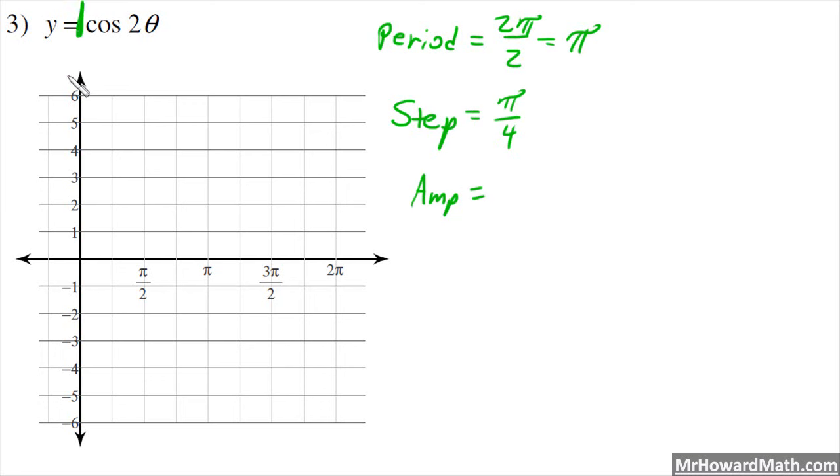There's an implied 1 multiplier in front, so the amplitude, just like the parent function, is still 1. So the max height is 1. The minimum is going to be negative 1 for this. Next, the starting theta value. There is no horizontal movement here. There's nothing inside parentheses with this theta. No horizontal left and right movement. So the start will just be 0.